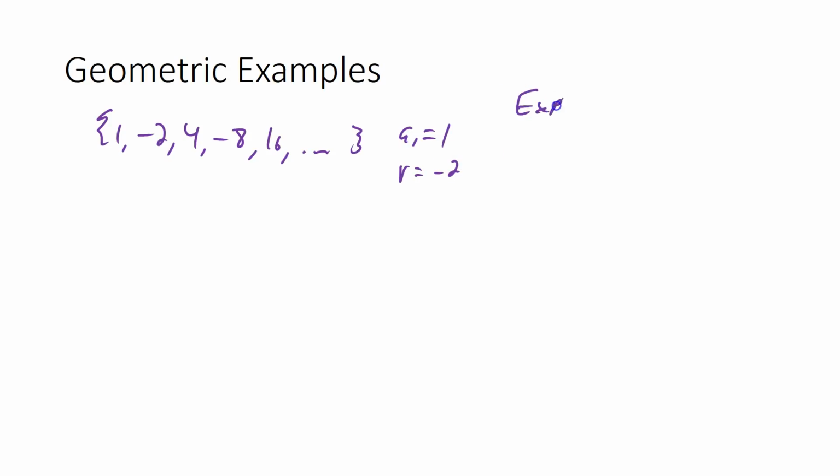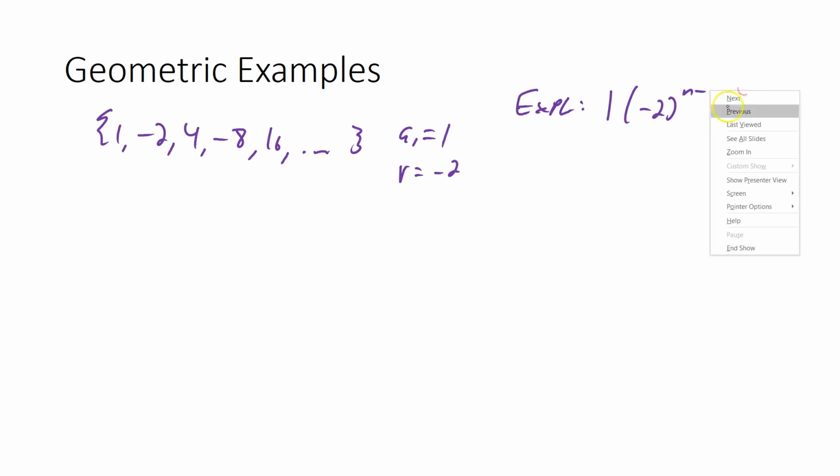So, let's start with a simple example of this. Let's say that you had 1, -2, 4, -8, 16. Let's say it goes on forever. So it looks like our first term here is 1, and our common ratio looks like we're multiplying by -2 every time. So an explicit formula for this would be 1 times our r, -2, to the n minus 1, would be our an.